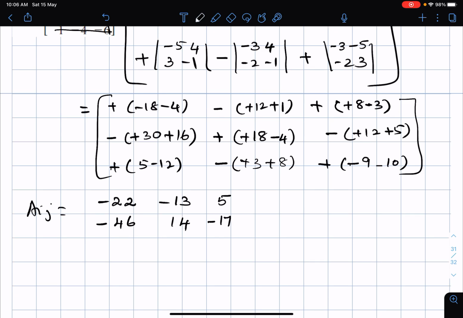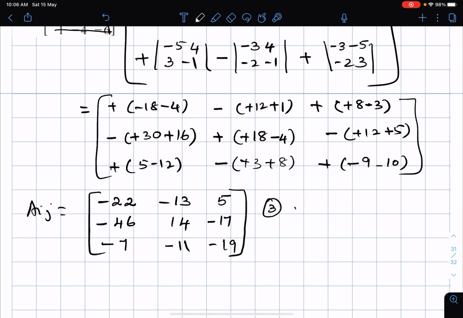Now coming to the third row, 5 minus 12 is minus 7, outside you have got plus, so minus 7, and this also minus 11, and the last one is minus 19, both are of the same sign. So this is going to be your Aij. So second step is over.